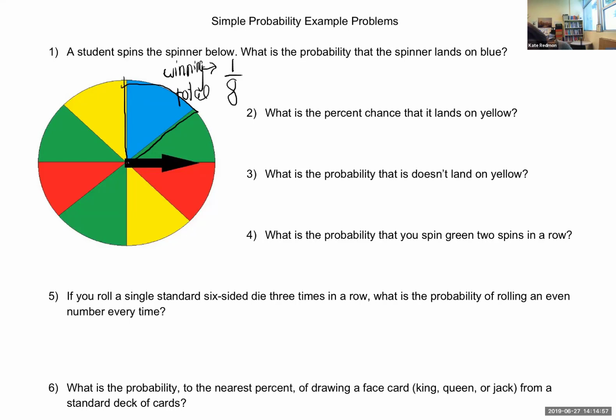So I didn't count the others, I counted all of them. 1, 2, 3, 4, 5, 6, 7, 8. 1 out of 8 probability that the spinner lands on blue, and I'm literally done. And could it be this simple on the GED? It sure could. Yay for simple. Now here it is expressed as a fraction. You could also express it as a percent.